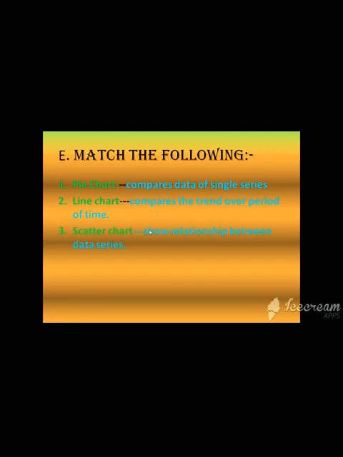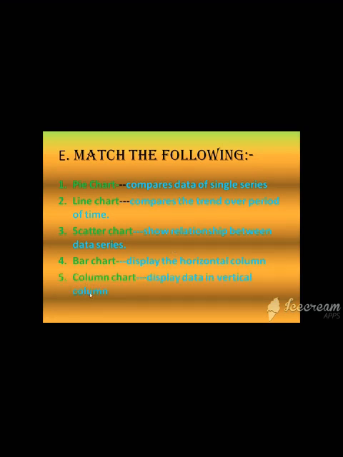My dear students, please pay attention. I have written the correct answers. This was actually match the following, so I have matched the correct answer in front of each question, right? These are the correct answers. Scatter chart shows the relationship between the data series. Bar chart displays horizontal columns. Column chart displays vertical columns.